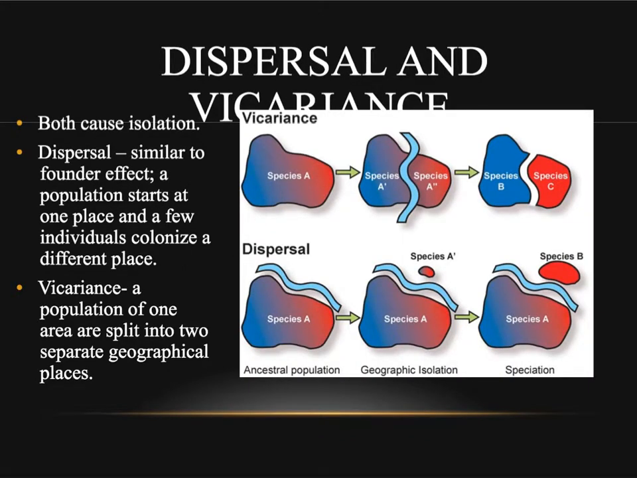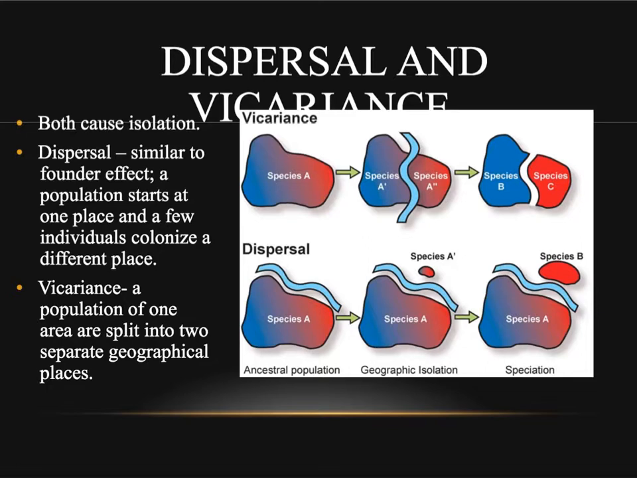There are two allopatric speciation modes. The first one is dispersal allopatric speciation, and here a subpopulation of the ancestral species migrates across a geographic barrier to colonize a different location, which then within time diverges to become a new species. This is also very similar to the founder effect.